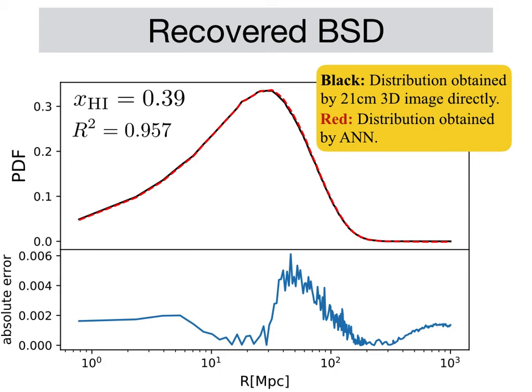and the R squared score represents the accuracy of the regression problem. If the R squared score is close to 1, then the regression works well. And if the R squared score is close to 0, then the regression does not work well. And in this case, the R squared score is 0.957. So this means that the recovery of the bubble size distribution by the ANN works well.